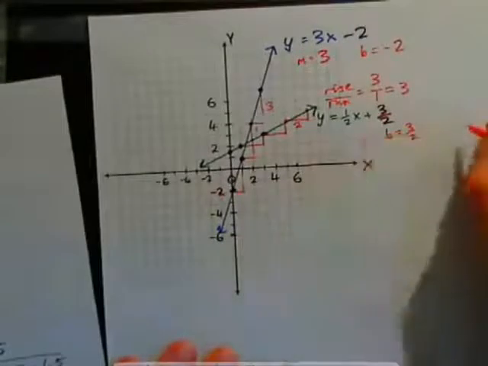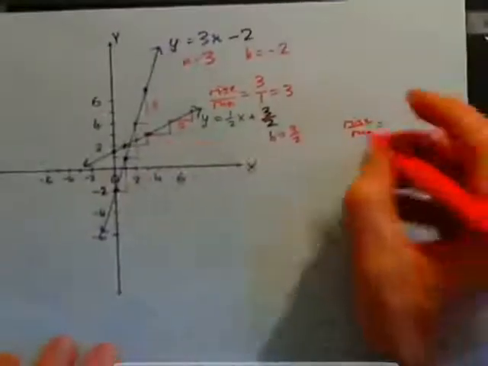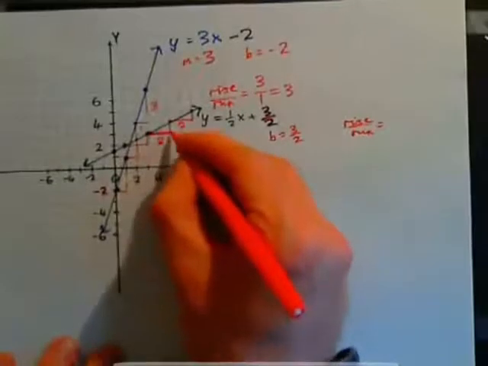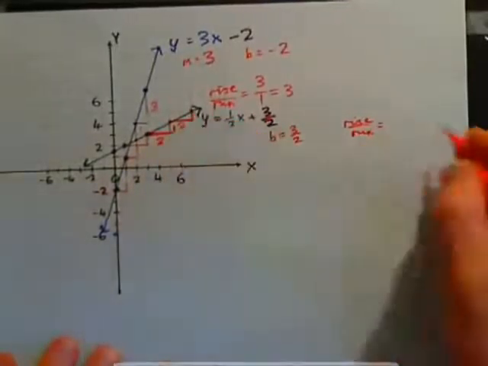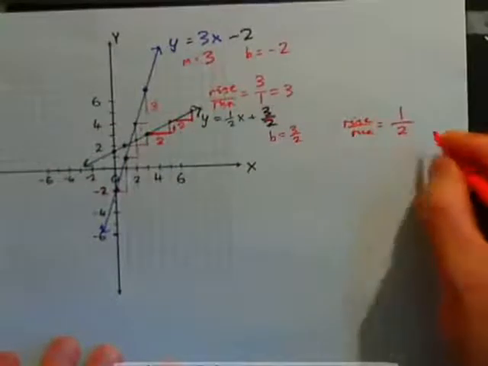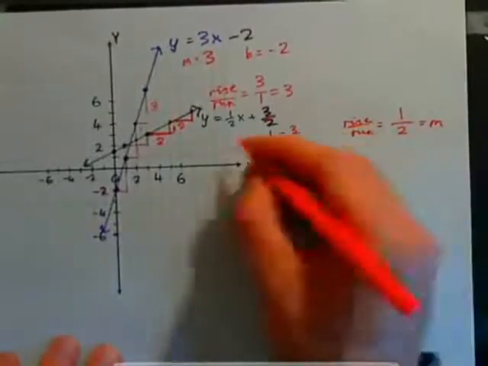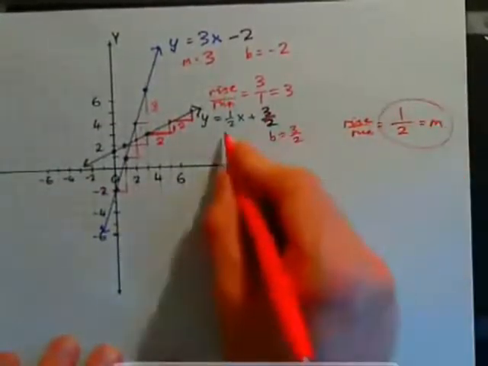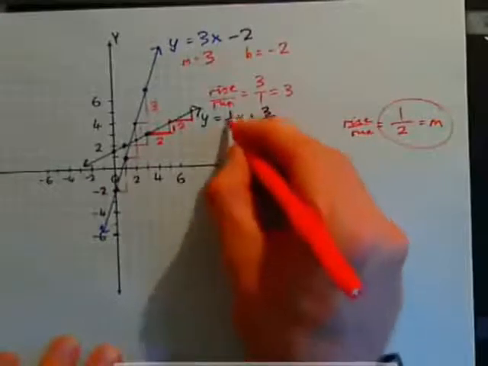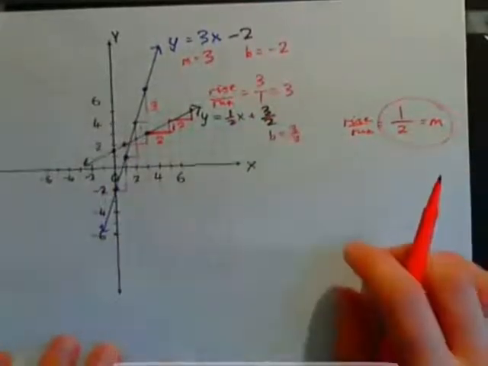And again, when I checked the rise over run, I would run 2 and then rise 1. See that? I'd run 2, rise 1, and that was my slope, m. So I've just checked that m for this line is a half. And we can see that m is a half for this line anyway.